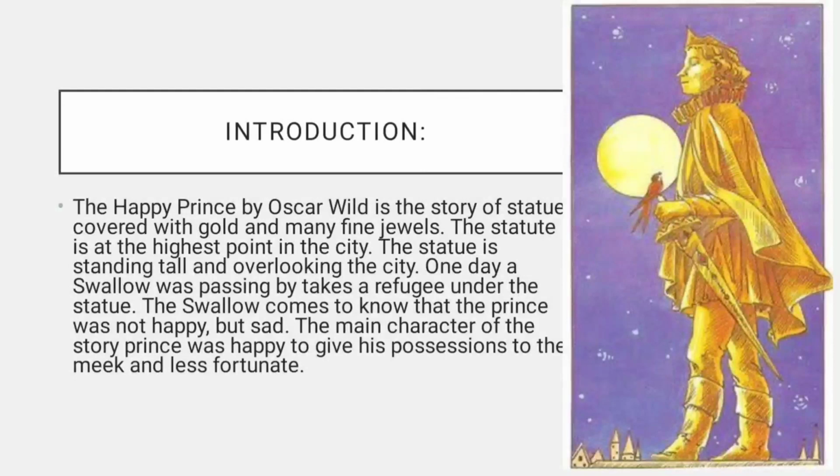So, introduction. The Happy Prince by Oscar Wilde is the story of a statue which is covered with gold and precious ornaments, and the statue is at the highest point in the city, standing tall and overlooking the city. One day a swallow was passing by and takes refuge under the statue. The swallow comes to know that the prince was not happy, he was sad. The main character of the story, the Prince, was happy to give his possessions to the meek, to the less fortunate and to the poor people.